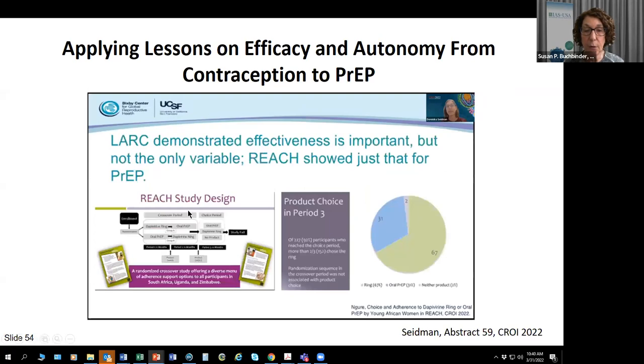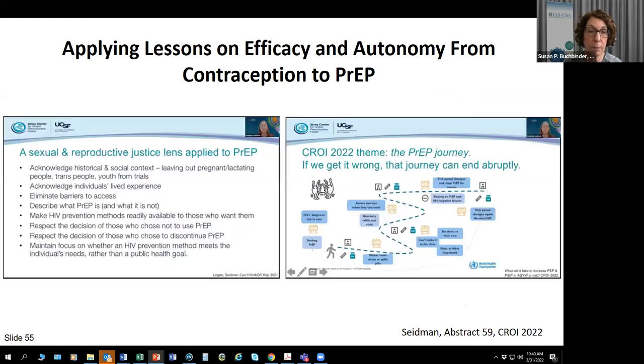And Nika pointed out, as I just showed you in the REACH study, that even though vaginal rings are less efficacious, 67% of women opted for the vaginal rings. So that just shows that effectiveness is just one of the reasons why people might choose their form of contraception as well as their form of PrEP.